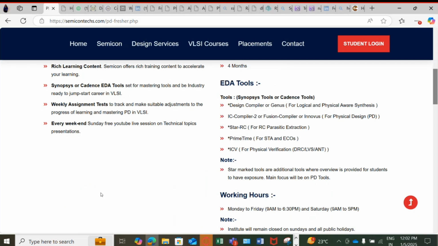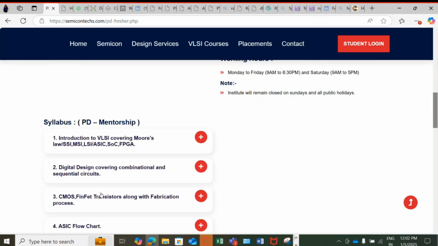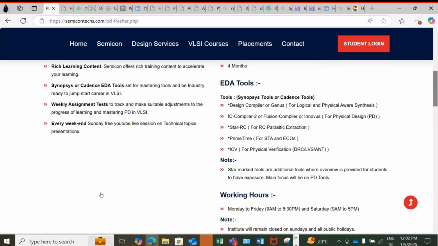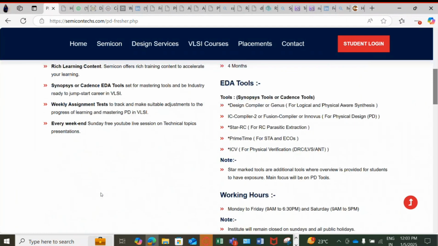Is it clear? Sir, how much is this institute charging for 4 months? Taslim will connect with you. You can connect with Taslim, as we shared the mobile number and email ID, and get more details on it. Okay, sir. Any other questions? Anything on the course content, course highlights, eligibility criteria, course duration, EDA tools, working hours?